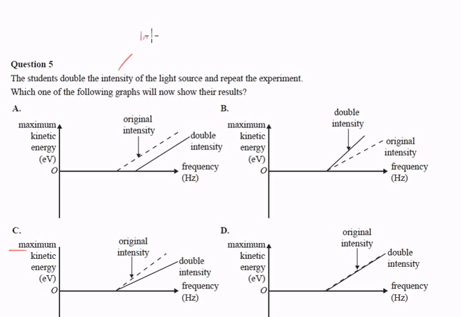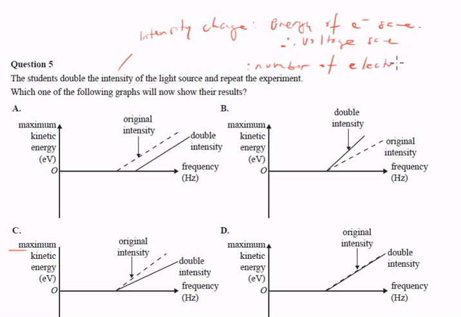So with the intensity change, the energy of electrons is the same, therefore voltage is the same, but the number of electrons changes, therefore the current changes.